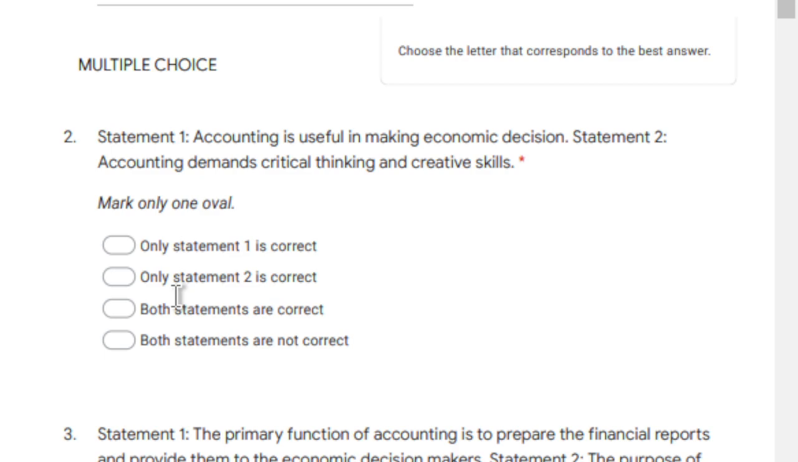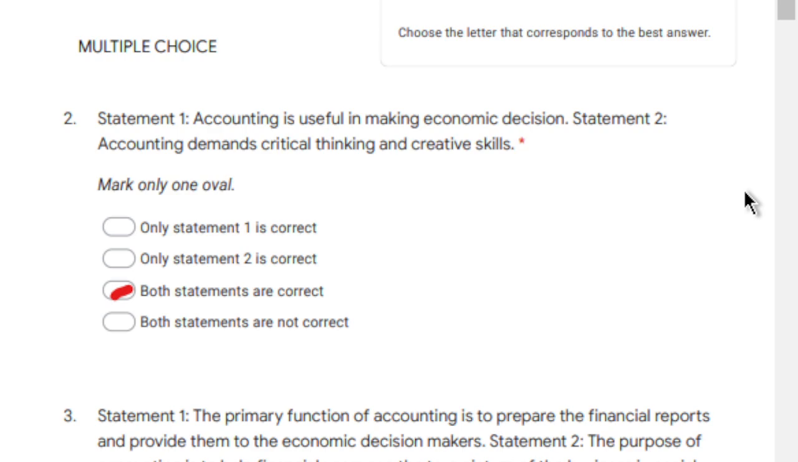So statement 1, accounting is useful in making economic decision. That is correct. Statement 2, accounting demands critical thinking and creative skills. That is also correct. So our answer for this number is option 3. Both statements are correct.